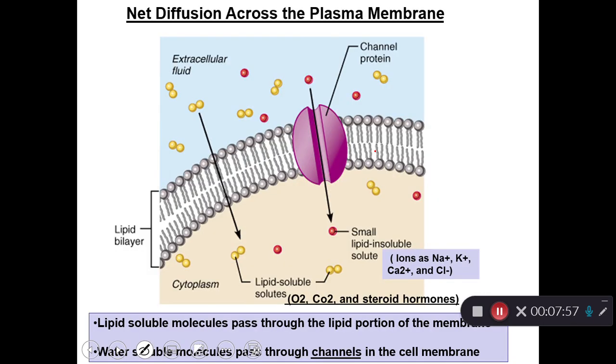Okay, how do molecules go through the cell membrane? If they are lipid soluble, like oxygen, carbon dioxide, and steroid hormones, they will go directly through the cell membrane. If they are not lipid soluble, like ions, sodium chloride, calcium, and potassium, they must go through certain channels, so they avoid going through the lipid part of the cell membrane.